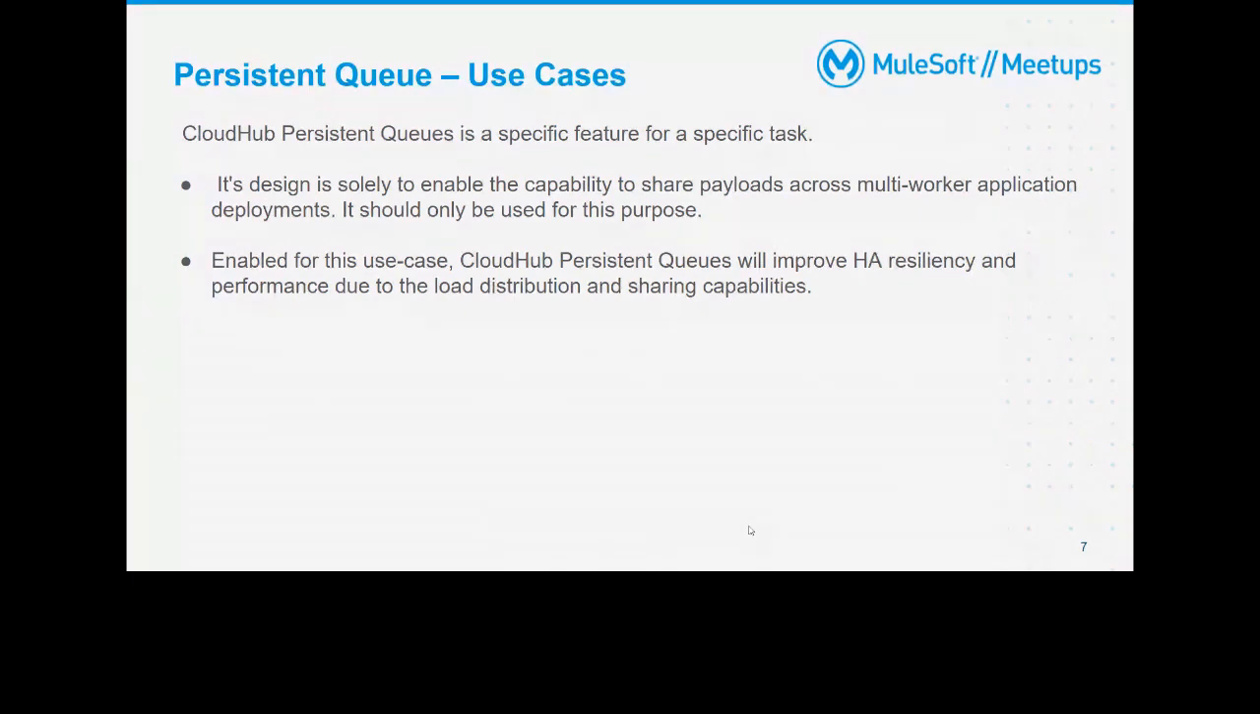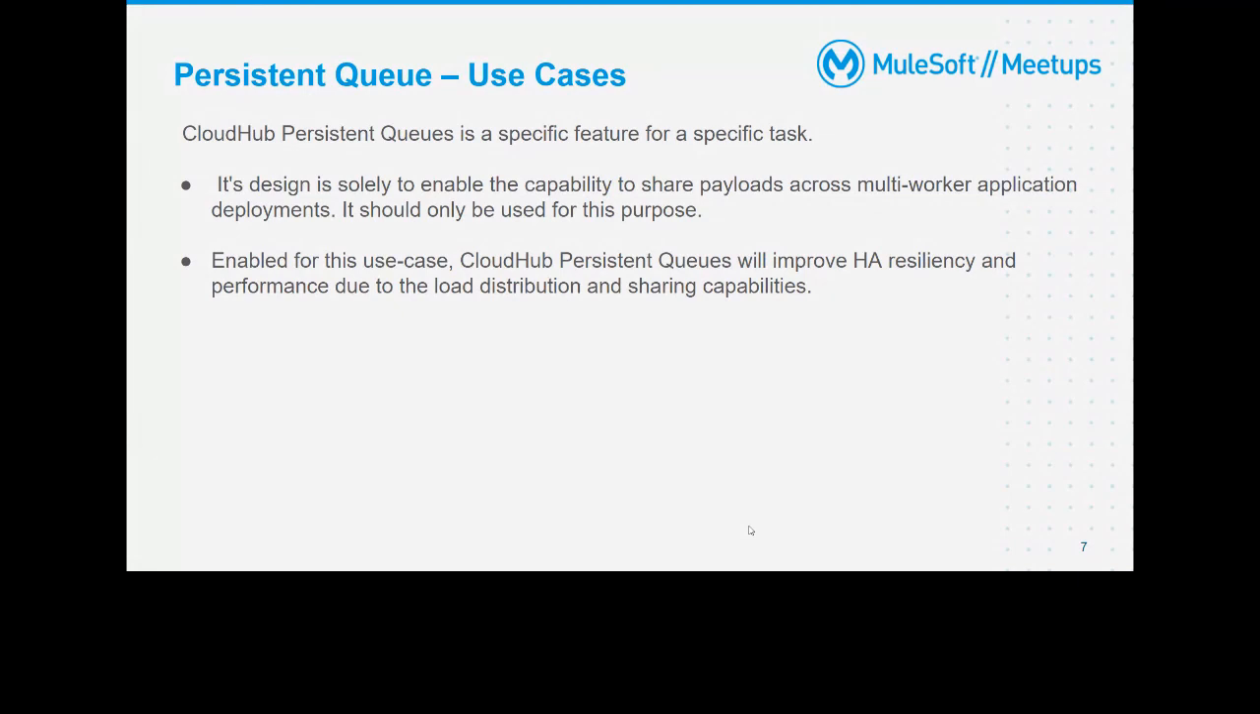Once you enable the option called persistent queue, the message can be shared across multiple workers. In case any worker failed, the other worker is capable of processing that particular message, right? So it is also possible for a single message to be processed by multiple workers, but it will ensure that the message is processed only one time. Okay. So what are the recommendations?